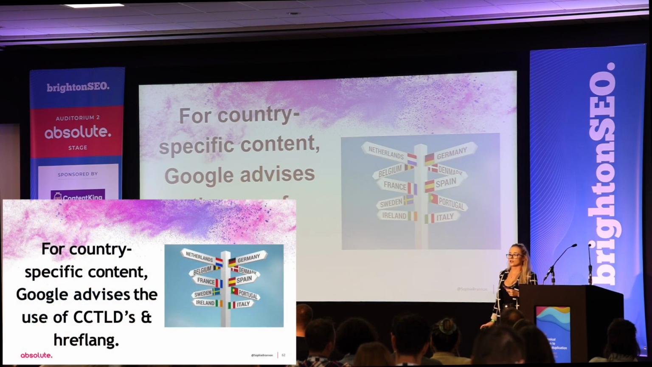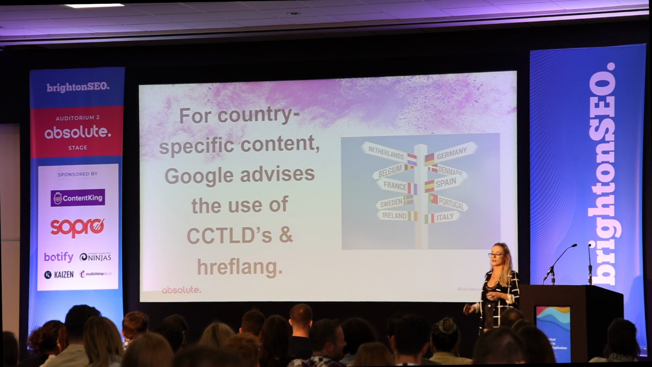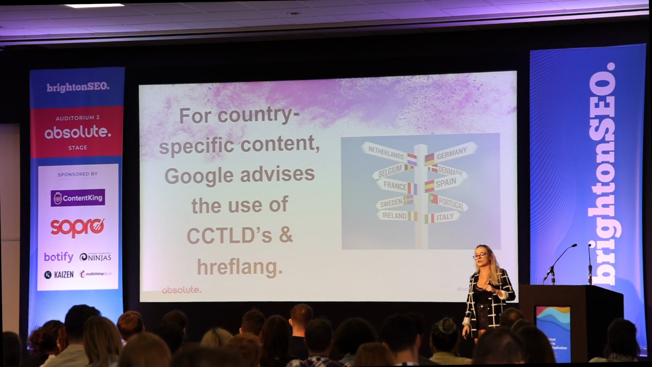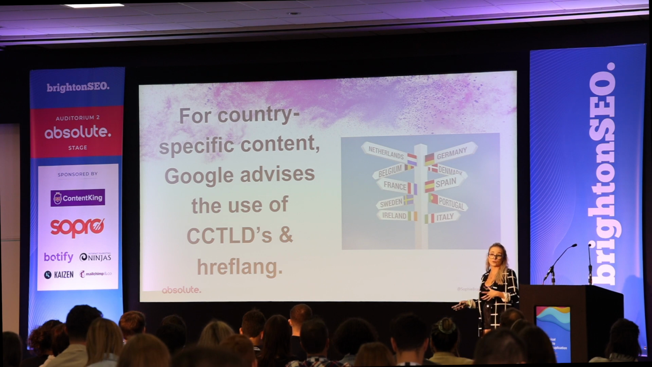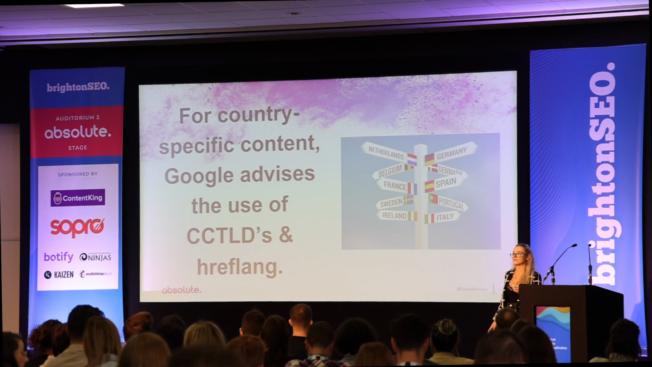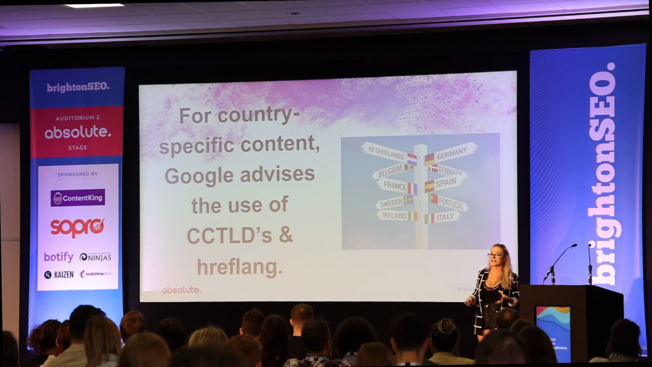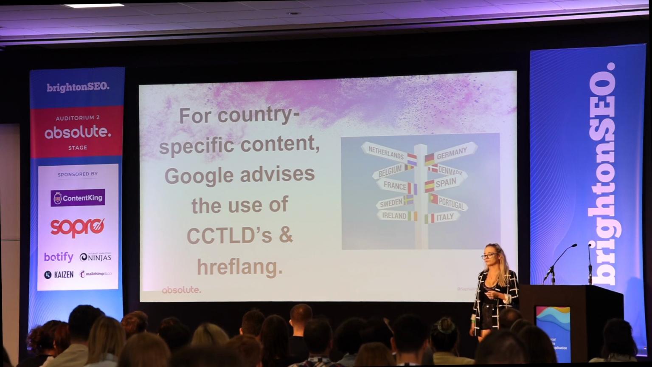So for country-specific content, I won't go into this too much because international SEO is a whole other subject, but Google advises the use of country code top-level domains and hreflang. The reason for this is apparently Google can understand the domain's actual language a lot easier when using ccTLDs. But when it comes to duplicate content, making sure that those hreflang tags are in place can make sure that Google is crawling the page correctly and indexing it on the correct search engine language.